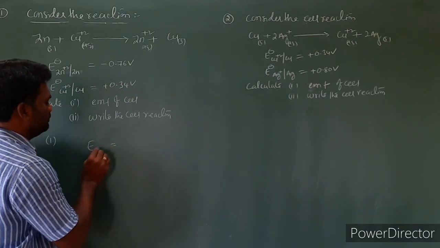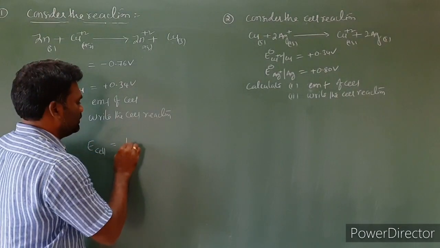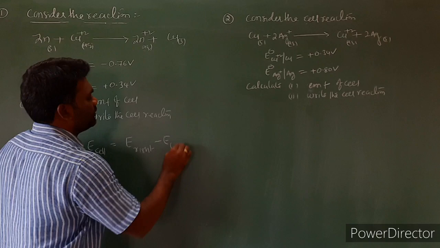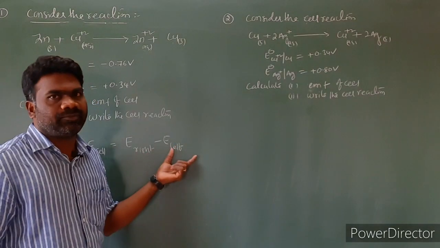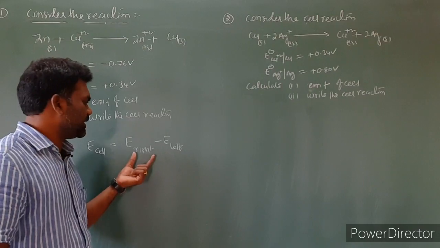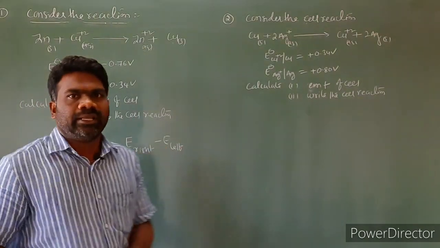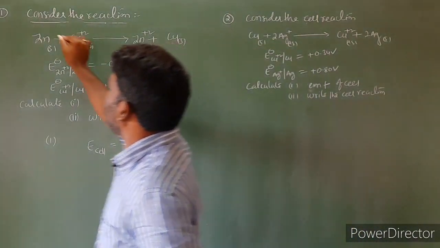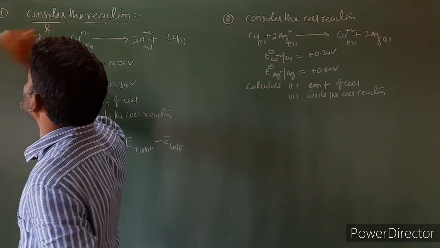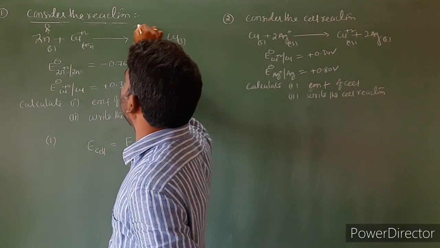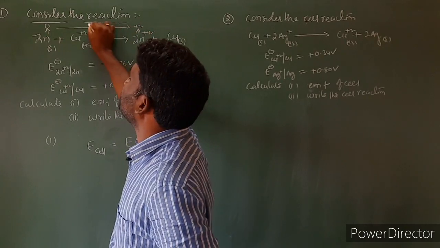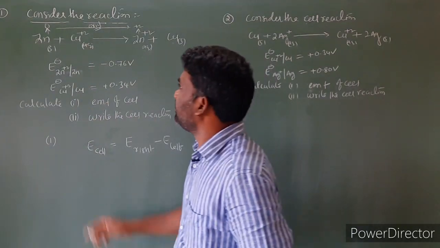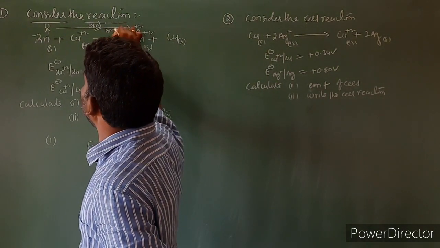E cell is equal to E right minus E left. Right is the cathode, left is the anode. In these two cases, we have to identify which is cathode and which is anode. Here zinc's oxidation number is 0 and zinc is going to +2. So 0 to +2 is oxidation, and oxidation is taken as the anode. Here we have to take zinc as the anode.